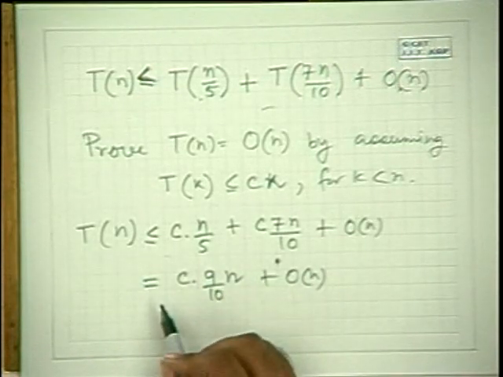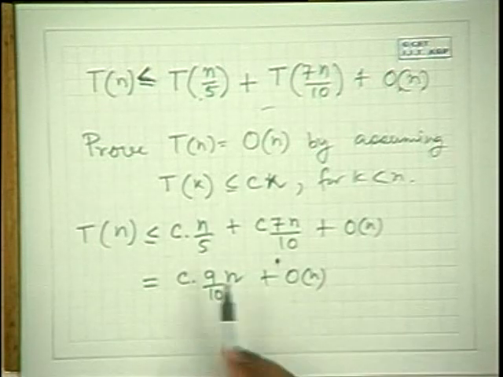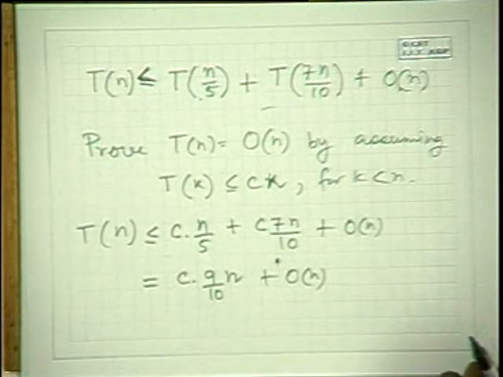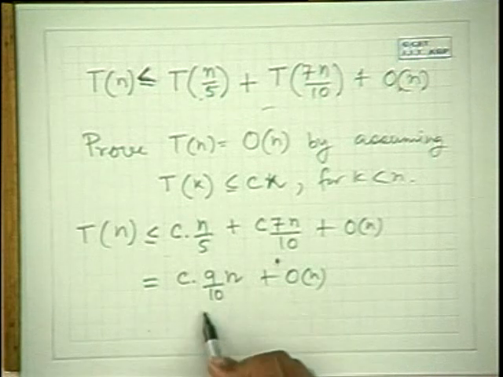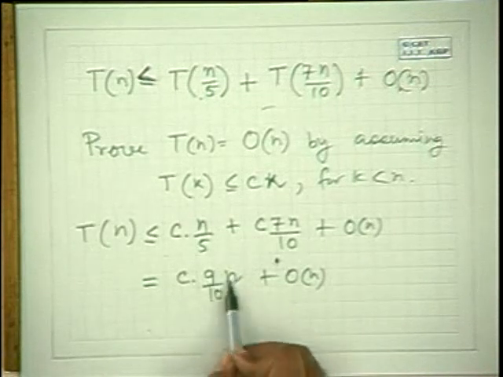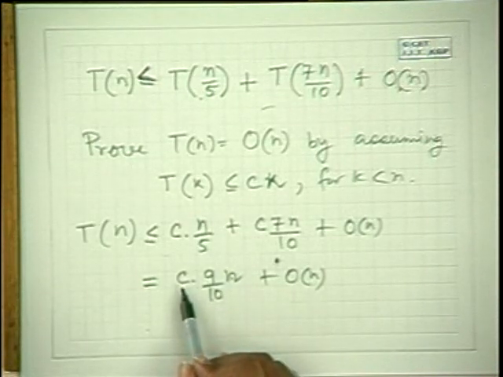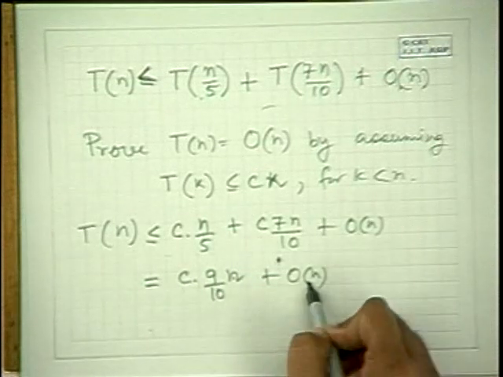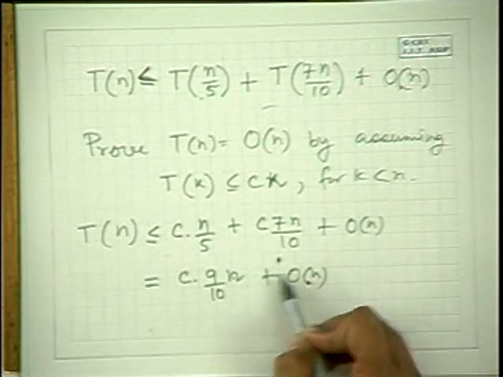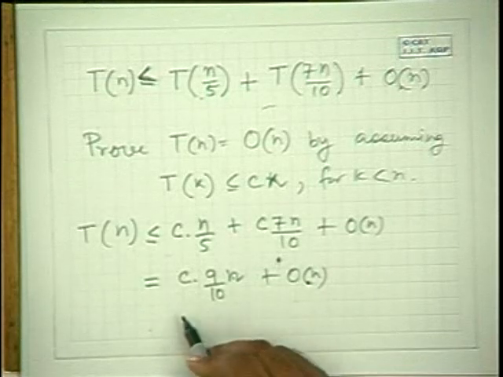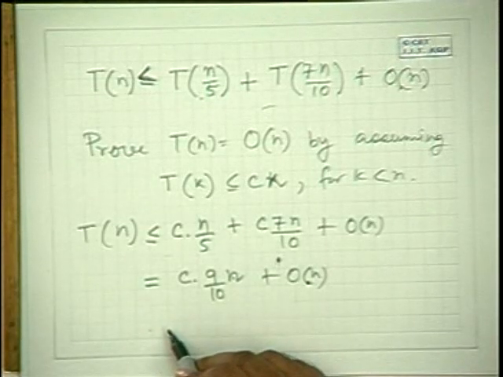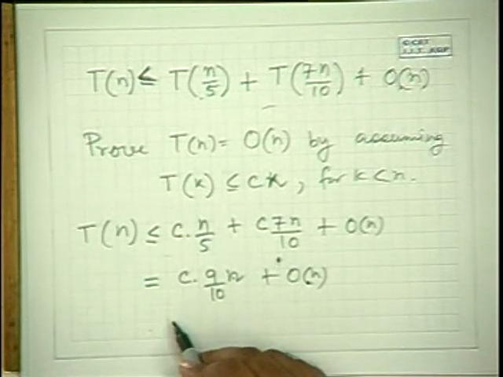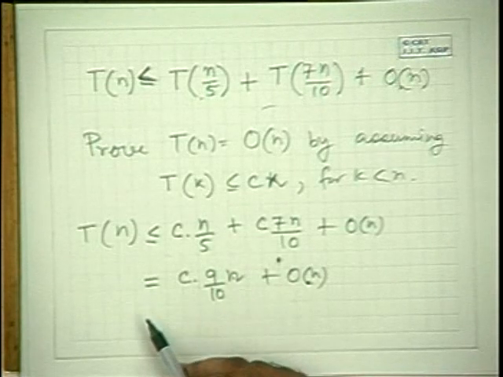Again I do the same trick. Now you choose your C. I have 1 over 10 to play with. I have to prove that this is less than or equal to Cn, but I have only 9 over 10. I can always play with C. I choose C1 properly so that the total addition becomes n. I can always do that. I can choose C properly.